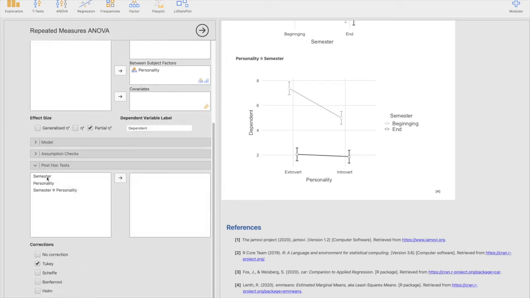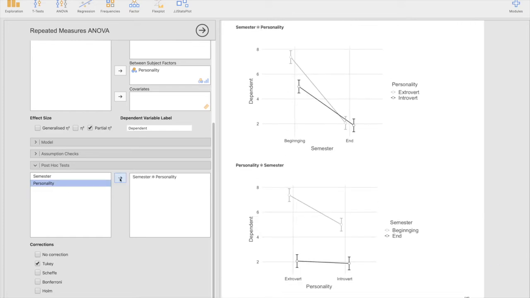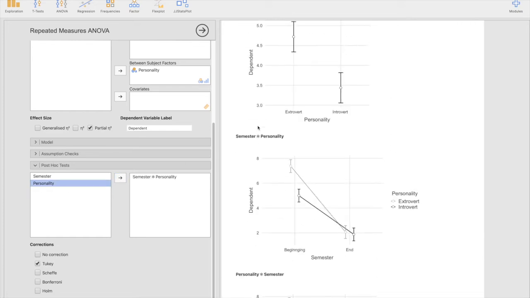Would we run a post-hoc for semester? There's only 2 levels. No. Would we run a post-hoc for personality? There's only 2 levels. No. Would I run these post-hocs for the interaction? I found a significant interaction, so I would. Let's see what this is doing for us.